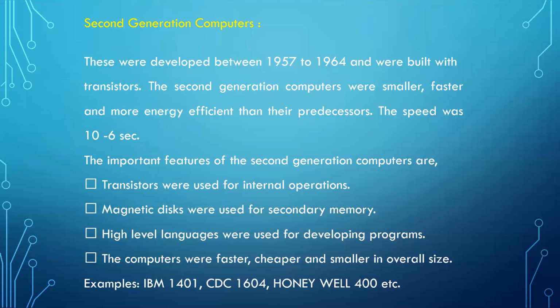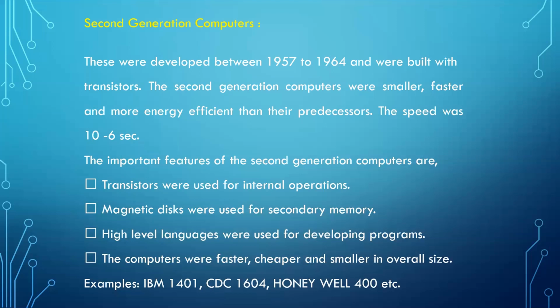And the most important feature is the last one, that the second generation computers were faster, cheaper and smaller in overall size. Directly we are comparing with first generation computers. This is faster than first generation, cheaper than first generation computers and smaller in size.